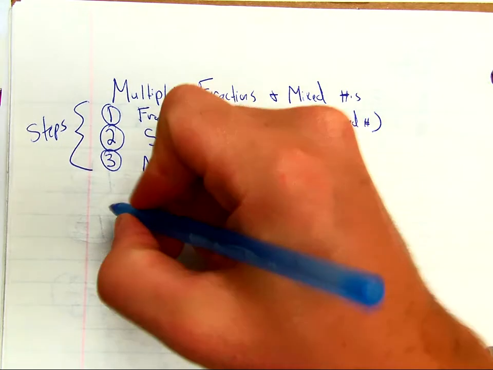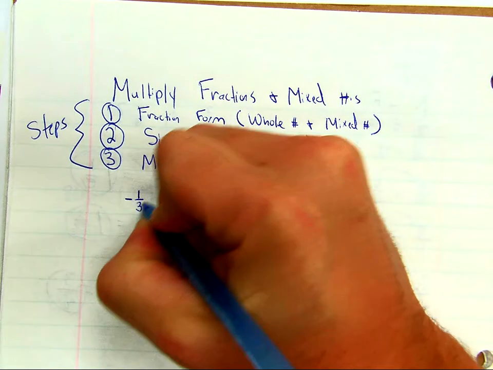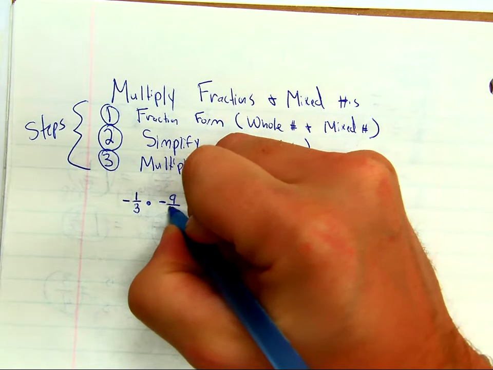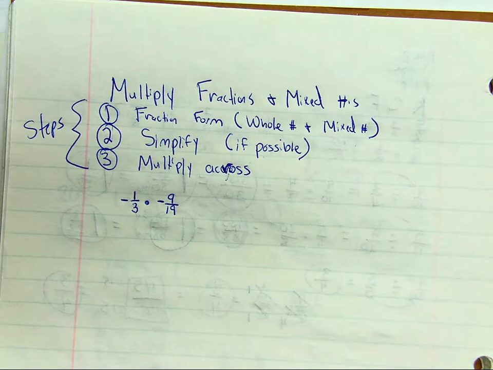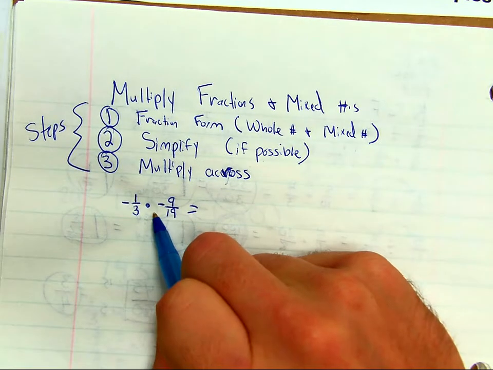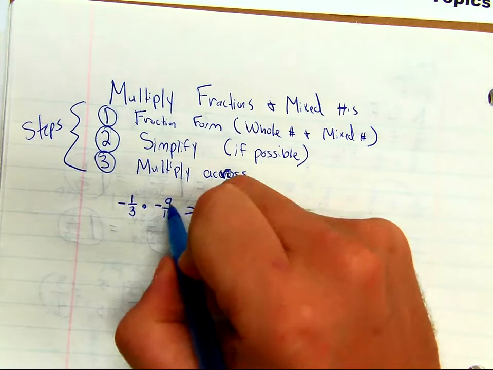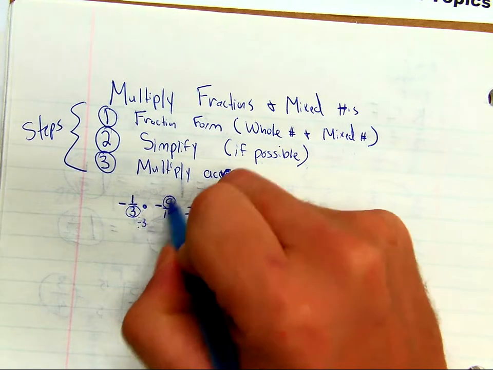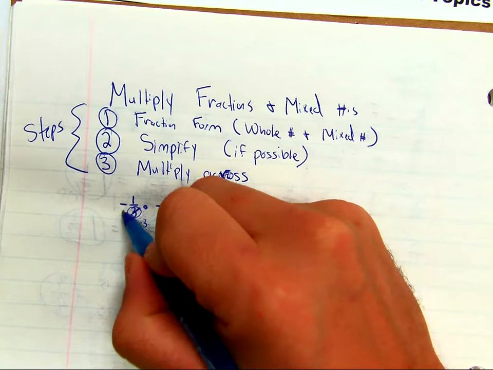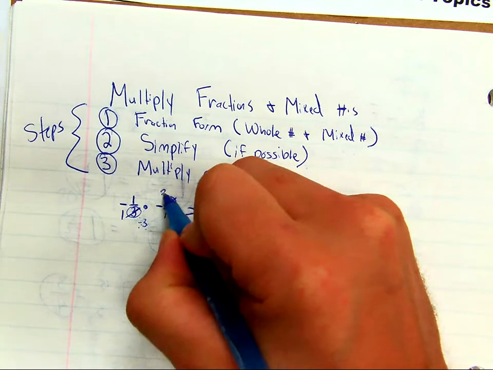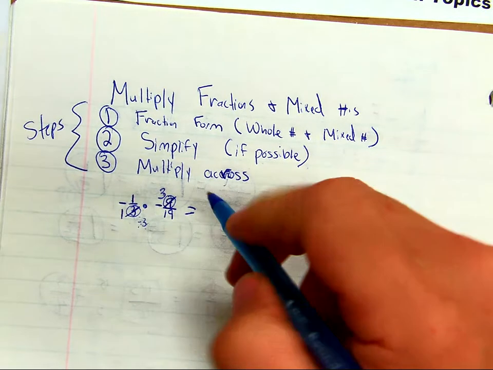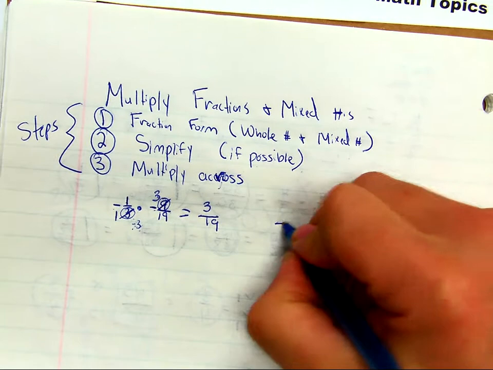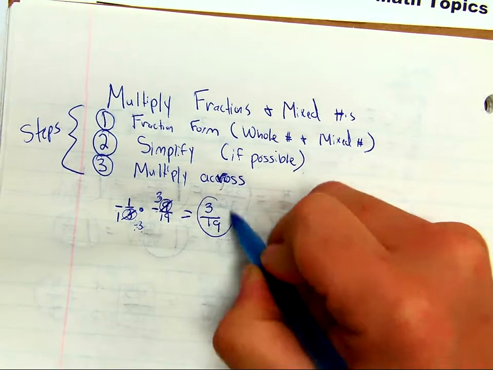So if we're looking at problems, let's say we have negative 1/3 times a negative 9/19. Alright, so the first thing, fraction form, yes. Then simplify if possible. So if I look here, this 9 and this 3 can both be divided by 3. 3 goes into both of those. So 3 goes into 3 one time. 3 goes into 9 3 times. 1 times 3 makes 3. 1 times 19 is 19. A negative times a negative equals a positive, so it's a positive 3/19.